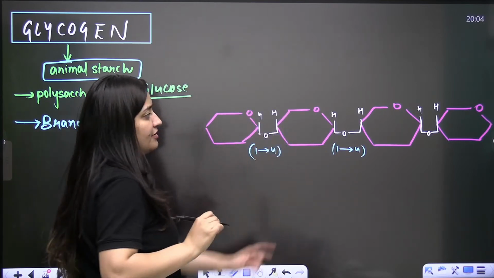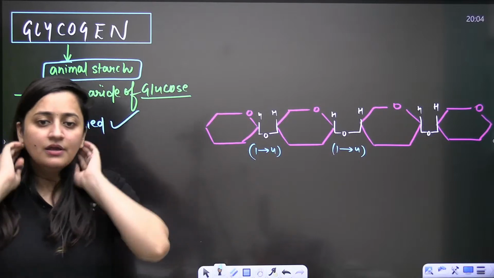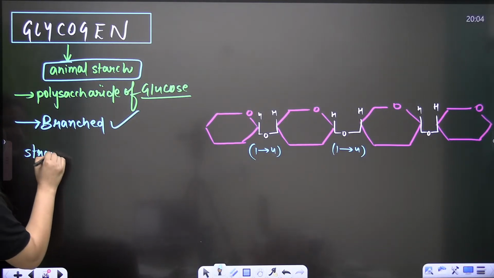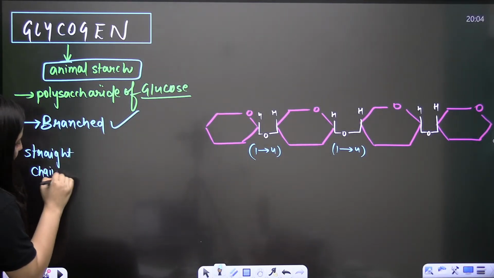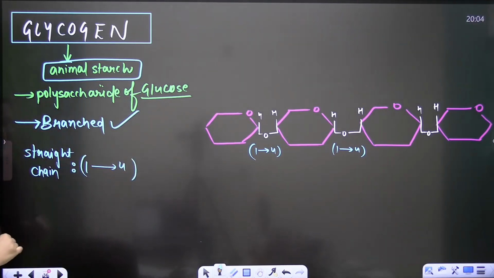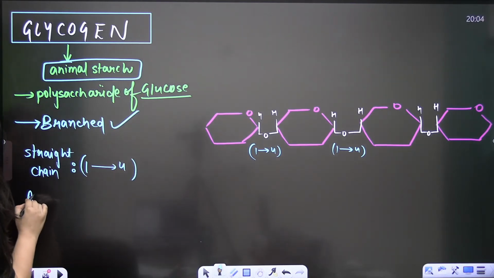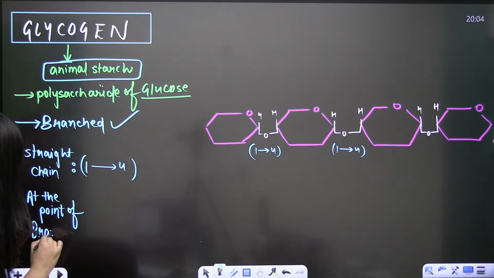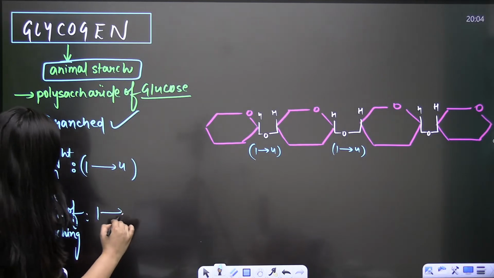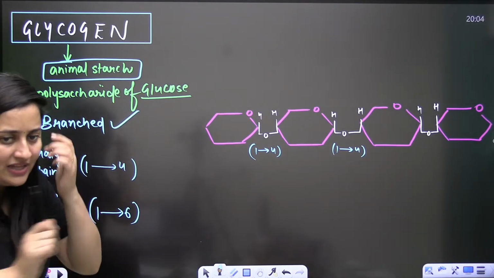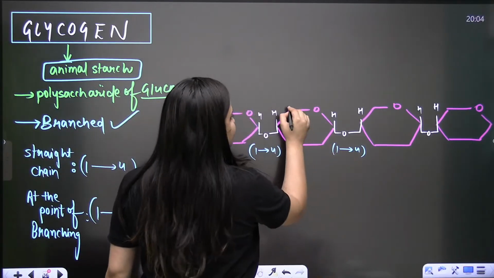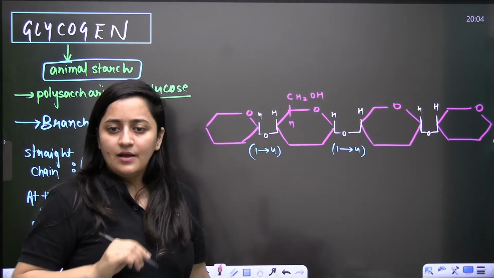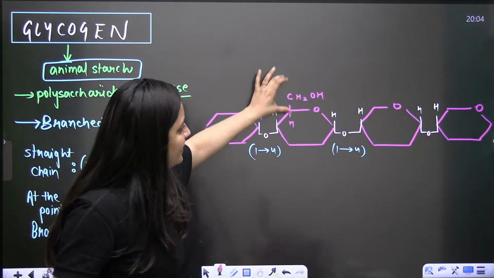First carbon, fourth carbon, first carbon, fourth carbon. I told you it is branched, but in the straight chain you are going to see the alpha 1,4 glycosidic linkage. At the point of branching, the linkage will be 1,6. Let me explain how. Here you will have CH2OH, the sixth carbon. Let's say here is the point at which the branch will form.